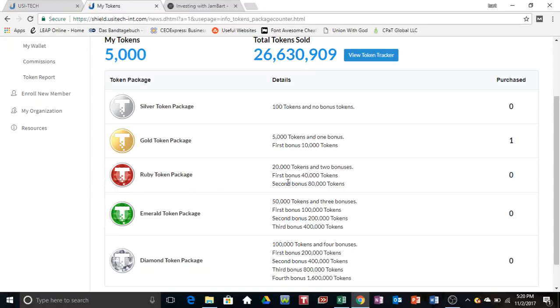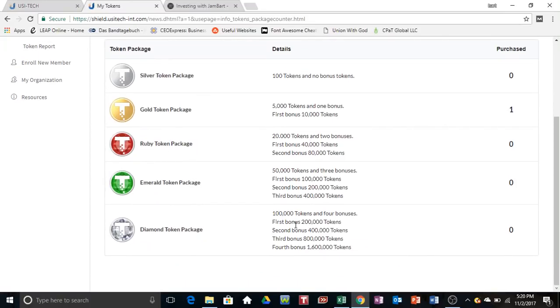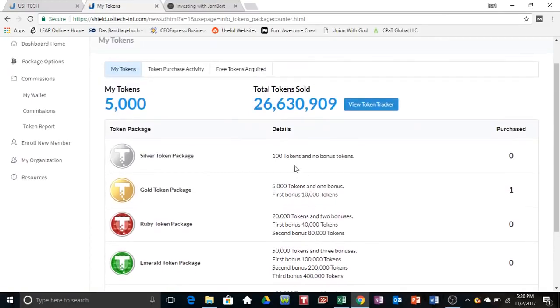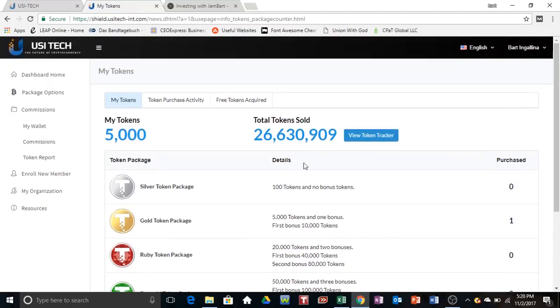And then of course, if you're a big baller, you can get the ruby or the emerald or the diamond package. Or if you're a small fry, it's okay. There's no shame in that. You can start with 100 tokens, if you want to get in on this ICO. So that's that.